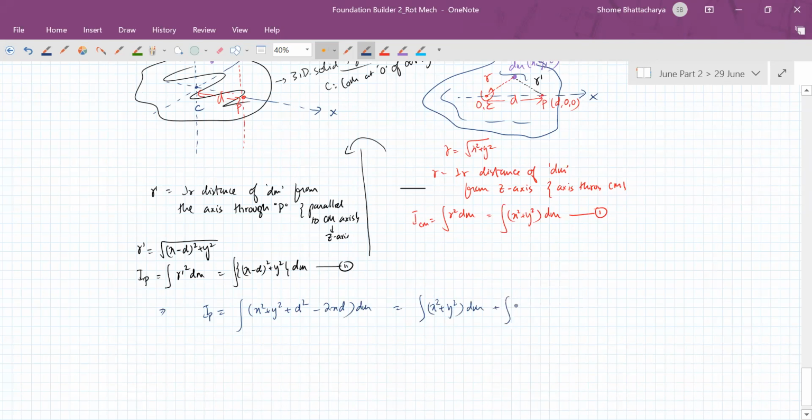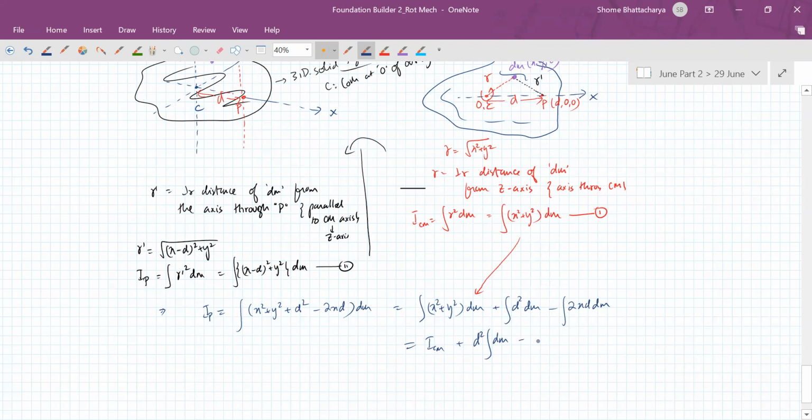Then integration of d square into dm, and then minus 2 times integration of xd into dm. So this quantity you can see over here is the same as ICM. So you just replace this whole integration with ICM. In this quantity, d is a constant, and in this quantity again, I'm left with this.